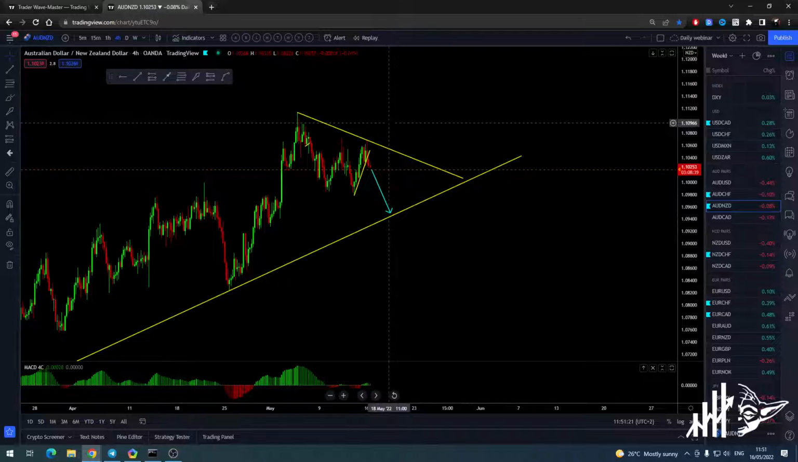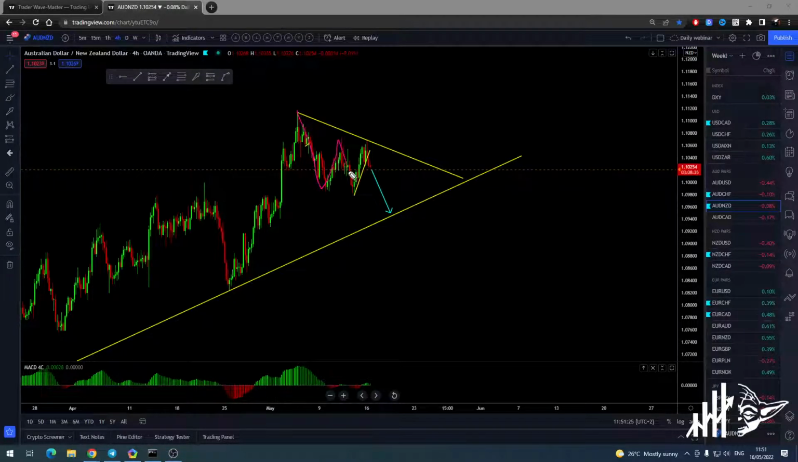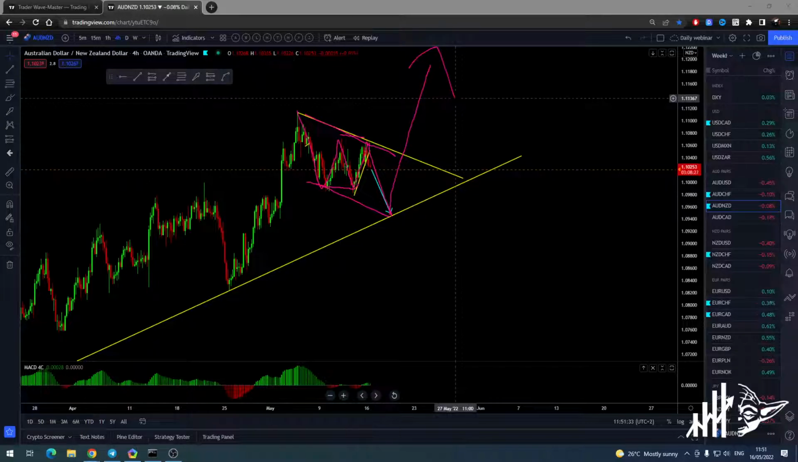I think this is the structure in the middle of the correction. So we have a first wave to the downside, we have a 1 to 3 correction in the middle of the correction, and it's gonna go lower. This is all one part of the correction. We are still going higher.